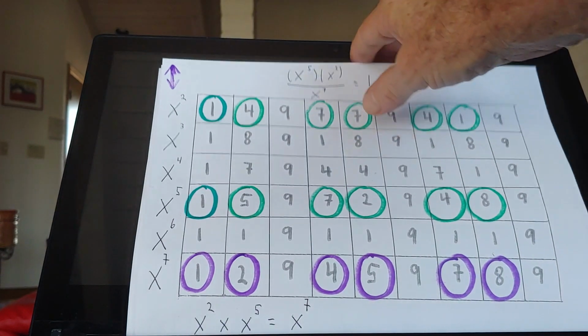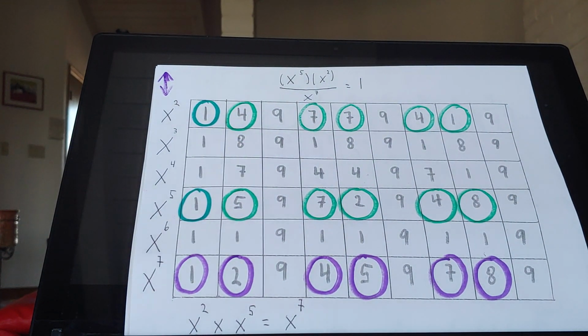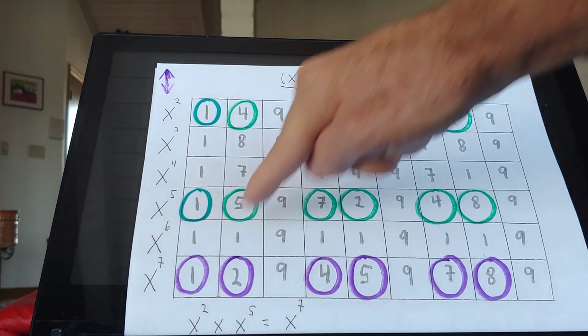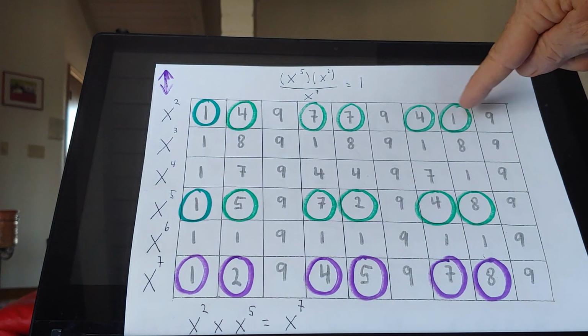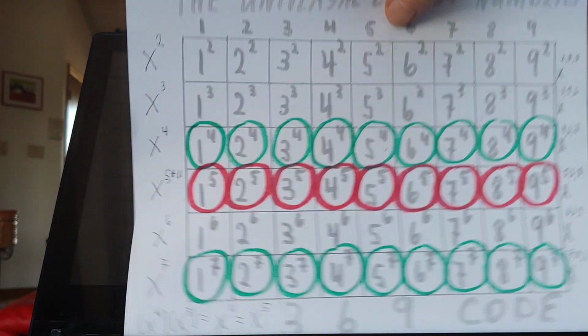And it works going down. So we are confirming that the 369 code does work going down. This is how it calculates in that direction. 4 times 5 is 20. 7 times 2 is 14. 1 and 4 is 5. 1 times 8 is 8. 4 times 4 is 16, and that's a 7.